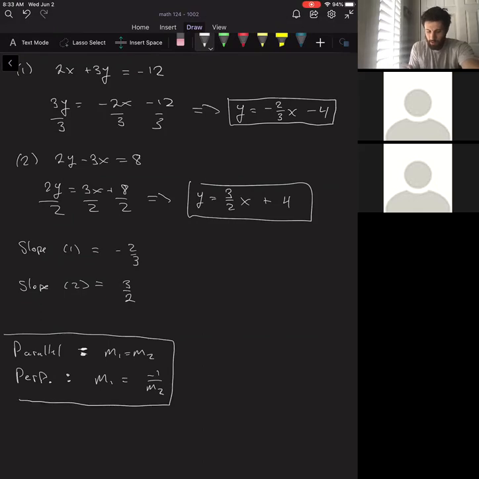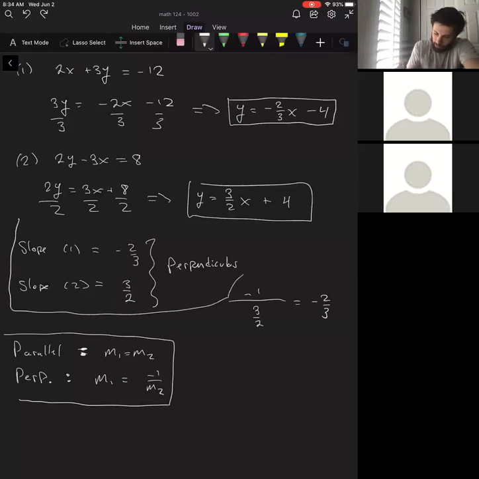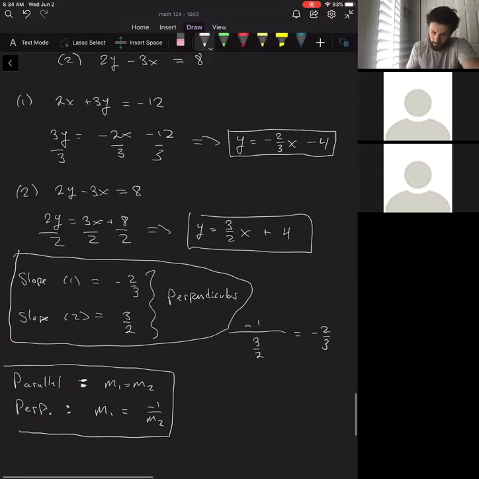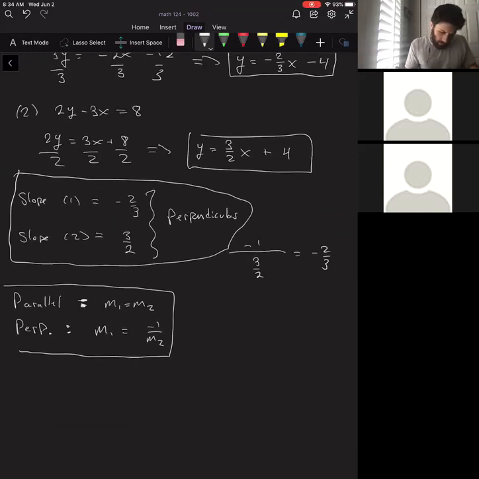But notice that if we take one of these slopes, and let's do -1 divided by it, let's just take slope number 2. So if we did -1 divided by 3/2, this is equal to minus 2/3. So what we have is actually, these are perpendicular. So these two slopes, these are perpendicular. If you take this slope, turn it upside down, and put a minus sign in front, you get this slope. So there we have that these two slopes are perpendicular. All right.